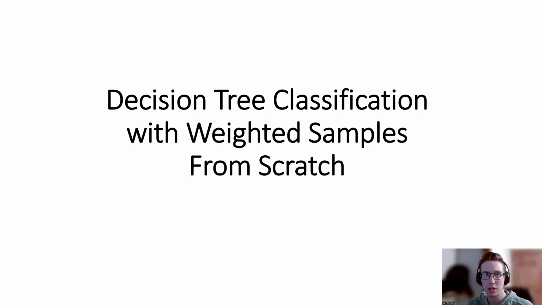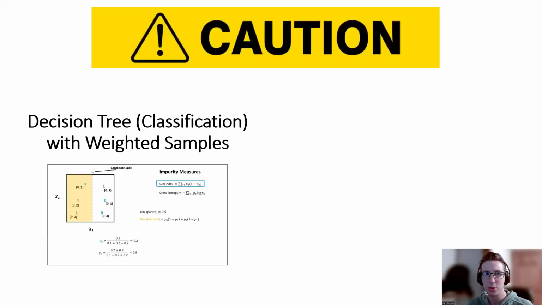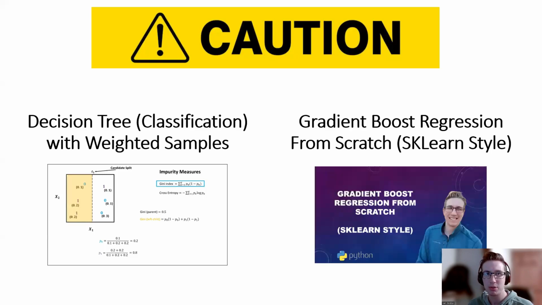In this video, we're going to be going over decision tree classification with weighted samples from Scratch in Python. This is going to be useful in algorithms such as AdaBoost and others that use decision trees with weighted samples. This Tech Talk assumes you watched decision tree classification with weighted samples. It also assumes you have seen gradient boost regression from Scratch, sklearn style. If not, check out the talks.